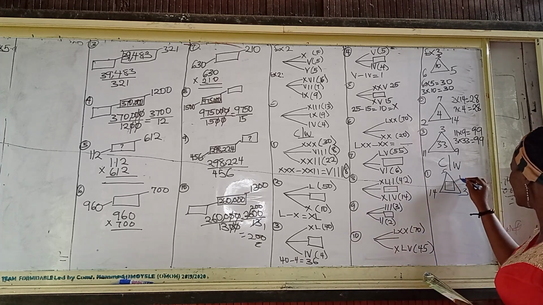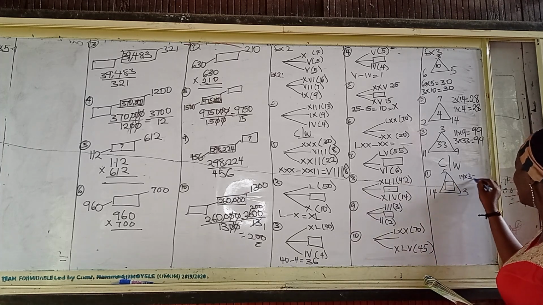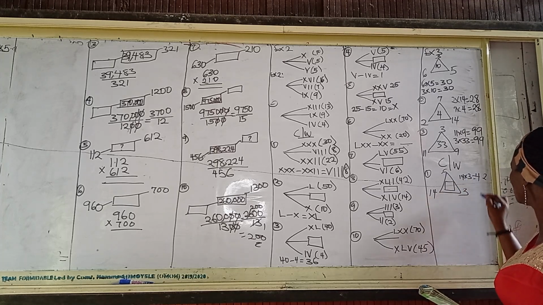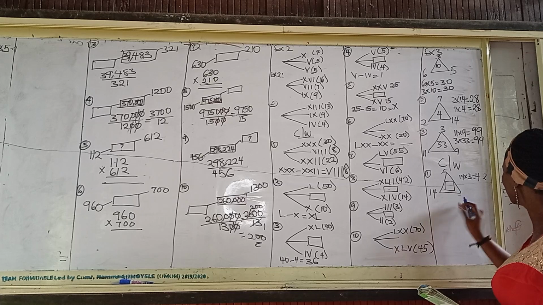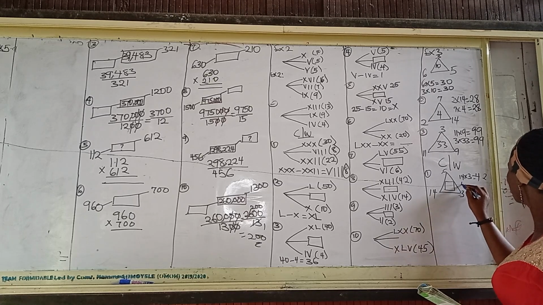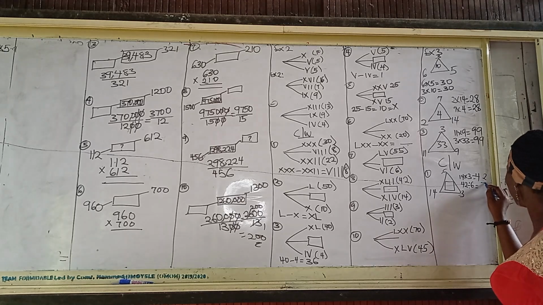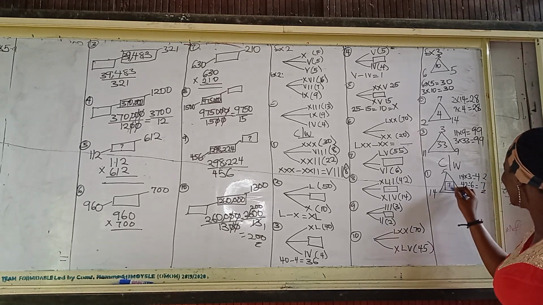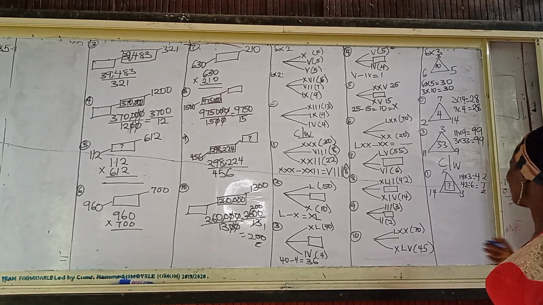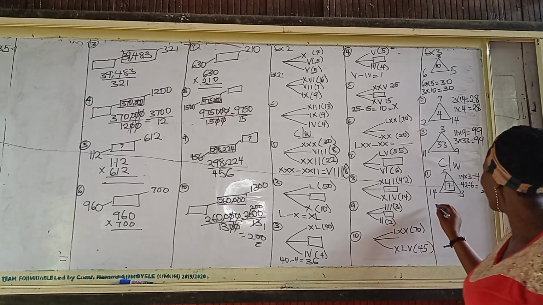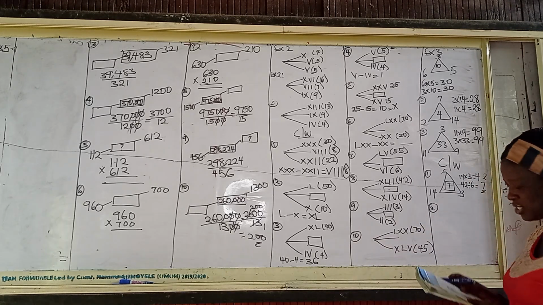So 14 times 3 is what? 14 times 3, 3 times 4, that is 12, write 2 carry 1, that is 42. So now it will be what? 42 divided by 6, which gives you what? 7. So your answer here is 7. 7 times 6 gives you 42. Are we together?